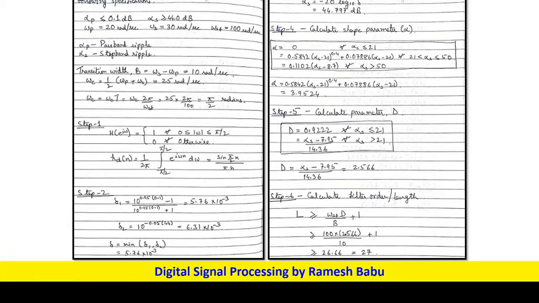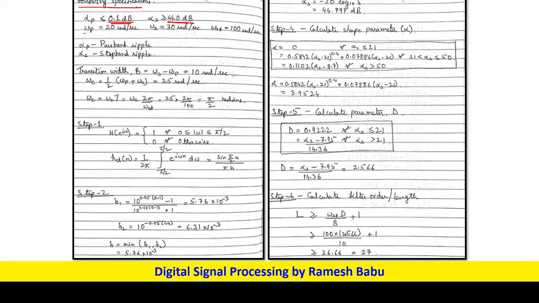So design an FIR low pass filter satisfying the following specification, where we are having alpha p which is less than or equal to 0.1 dB and alpha s which is greater than or equal to 44 dB.